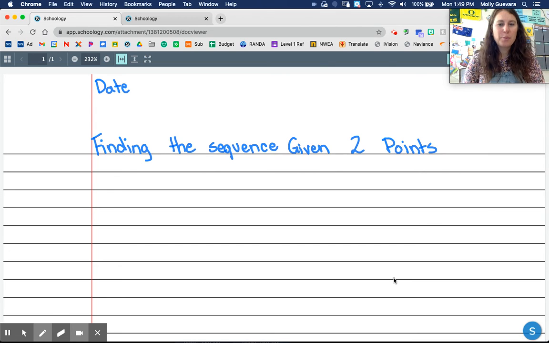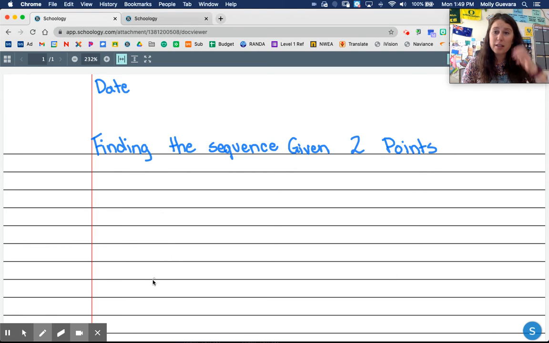Hello, welcome back. We are going to look at today finding the sequence, or the equation of the sequence, if you're given 2 points in the sequence. We're going to look at this for both arithmetic sequences and geometric sequences. So when we write down our steps on how to solve this, we're kind of going to do both at the same time, both arithmetic and geometric.